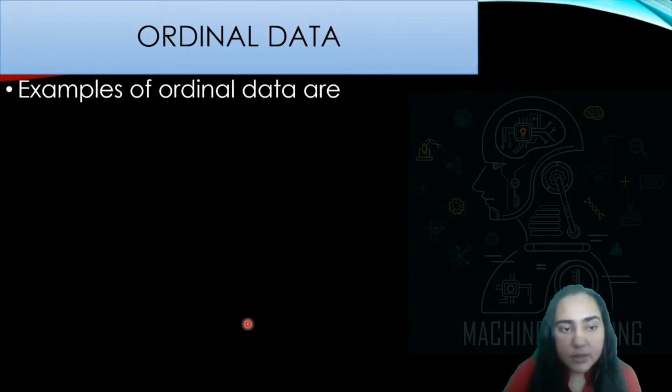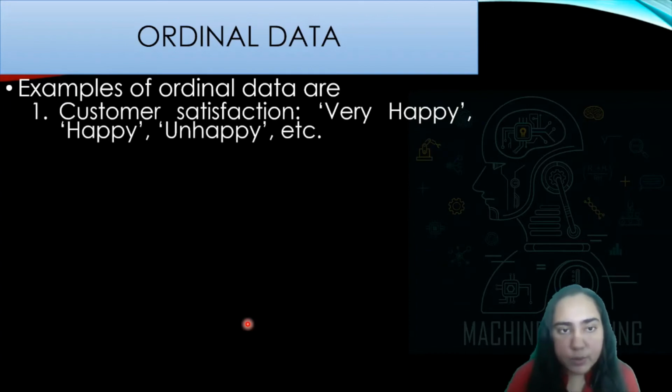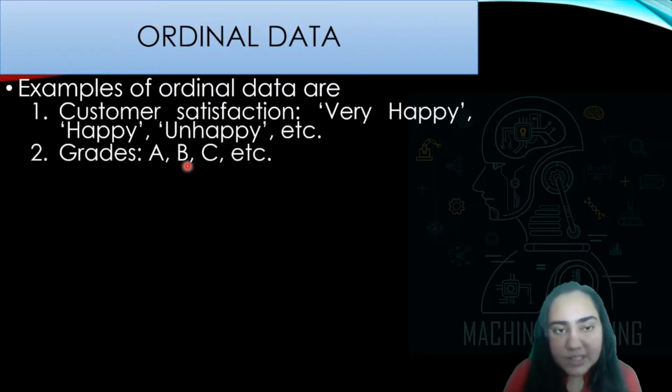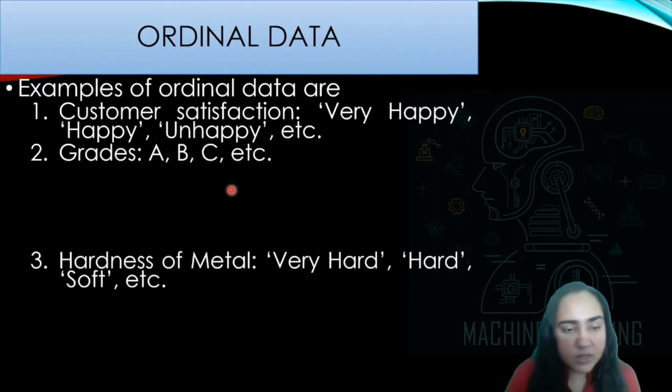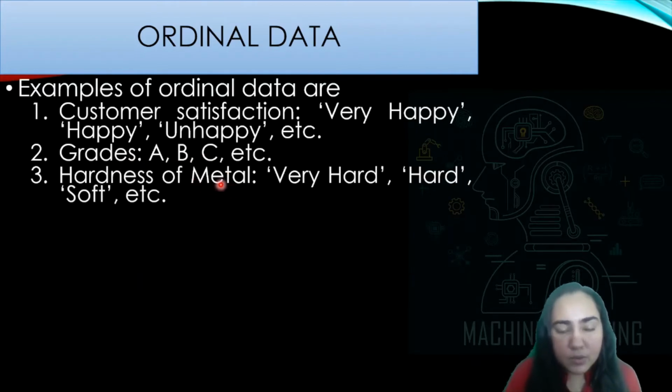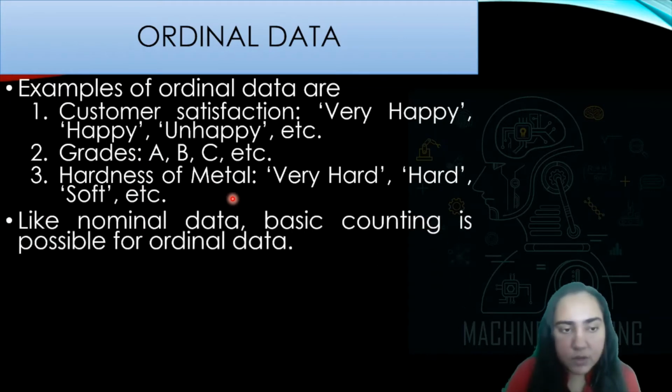Okay. So examples of this would be customer satisfaction, like very happy or just happy or unhappy. You could arrange this and you could say that very happy is better than just being happy. Also grades like A, B, C, where you can say that getting a grade A is better than getting a grade B. Also hardness of metal, like very hard, just hard or soft.